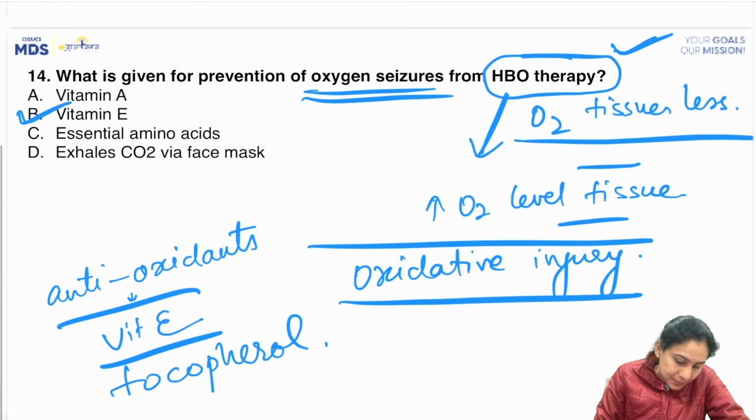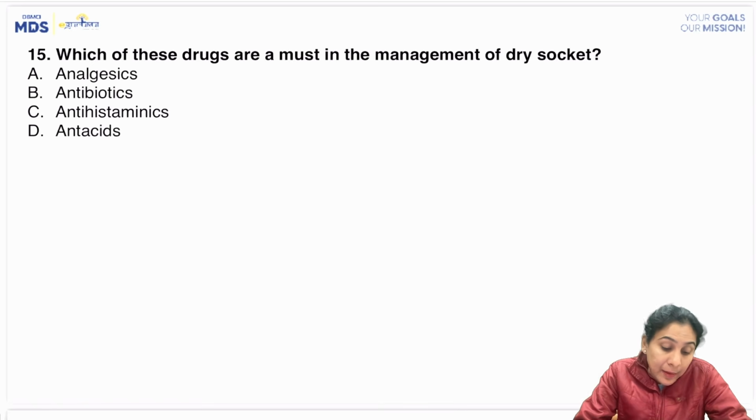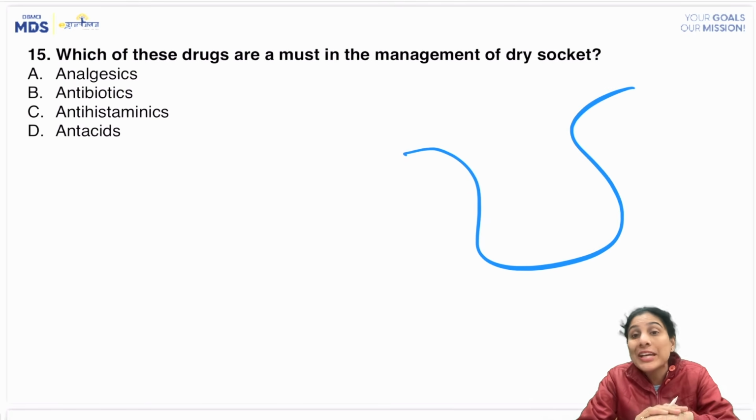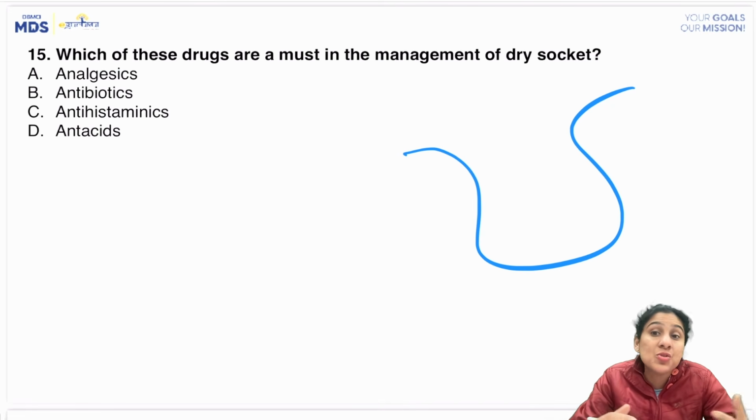Okay. Next question, the last question of our oral surgery section. Which of these drugs is a must in the management of dry socket? Now we have discussed this multiple times. The only problem in dry socket is that the socket is empty. There is no infection. There is no pus. It is just that it is dry.